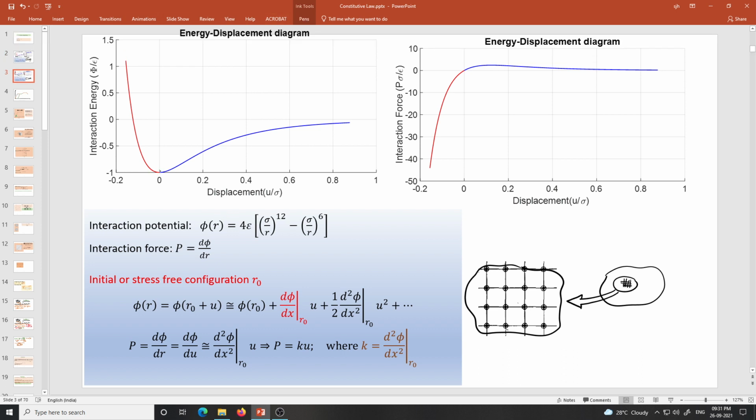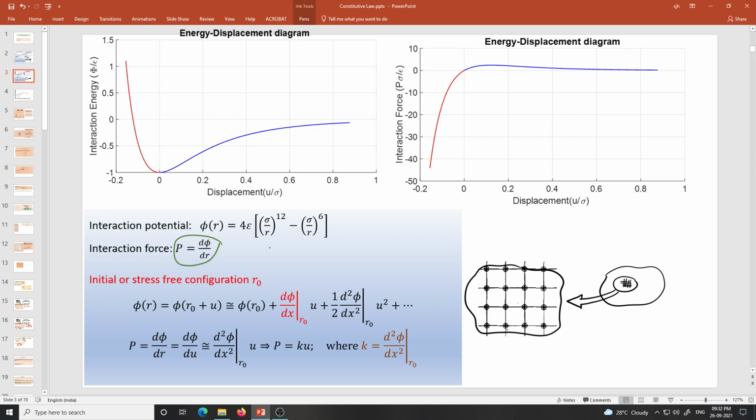So if the displacement or the deformation is 0, then the interaction potential takes its minimum value. If you shift one atom with respect to the other such that the distance between the atoms is reduced, then you are going to get the repulsive force, and in the blue color zone you get the attractive force. Now interaction force is defined as the gradient of this interaction potential with respect to r.